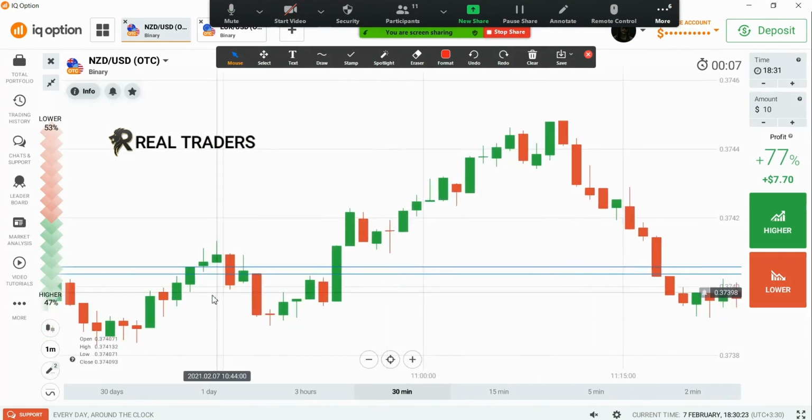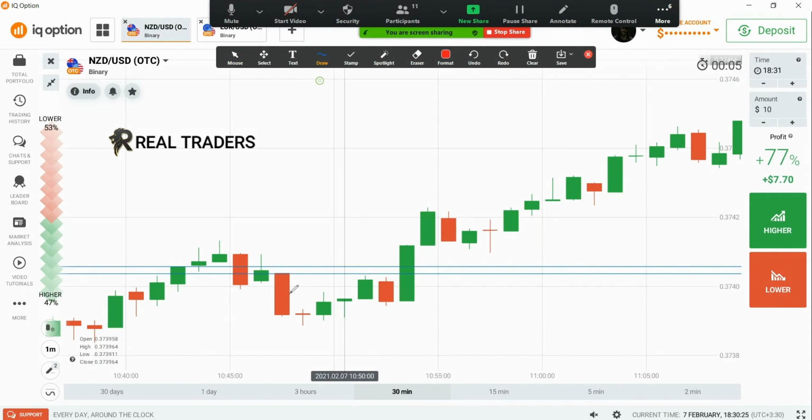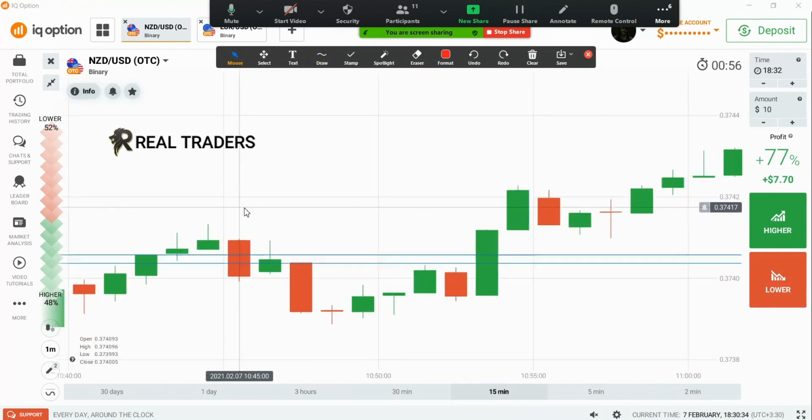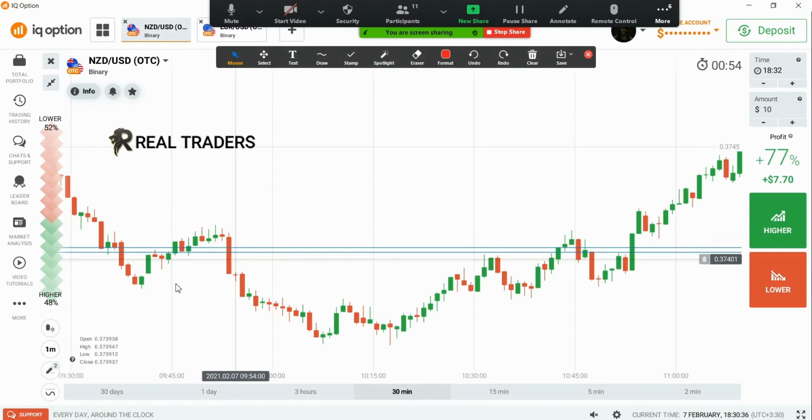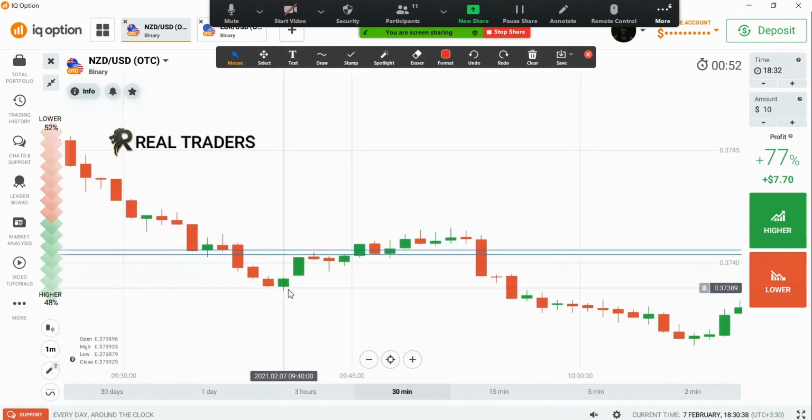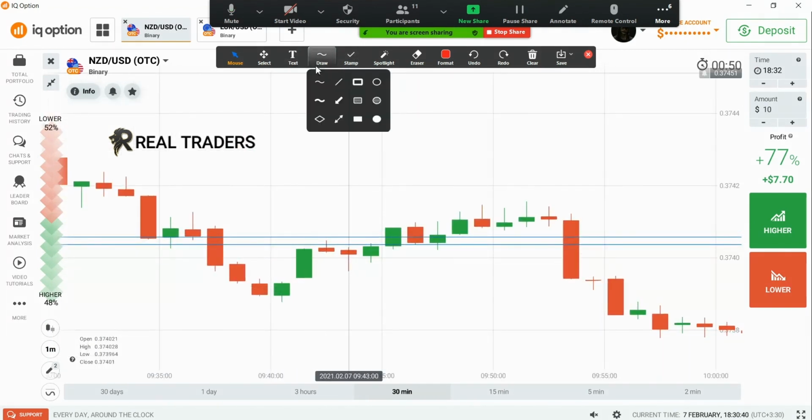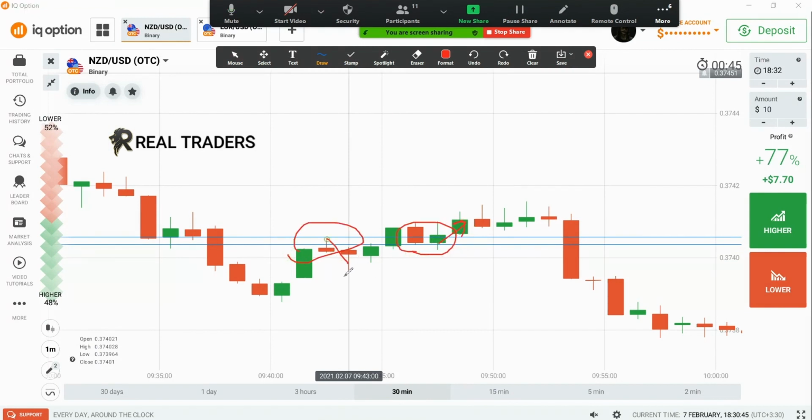Okay, here you can see there is a seller's entry here, a reversal. Okay, let's check more. Here you can see buyer's entry, seller's entry, a reversal, buyer's entry. So you can see the level is working. Let's check more.